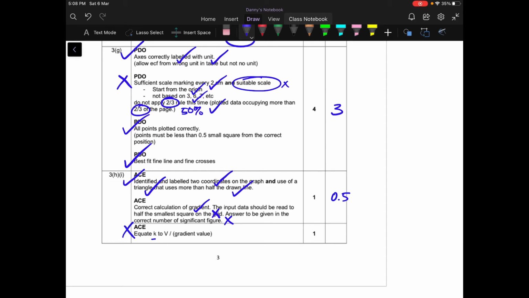And obviously, she didn't notice that the question actually wants her to find k rather than the gradient, so she will get 0.